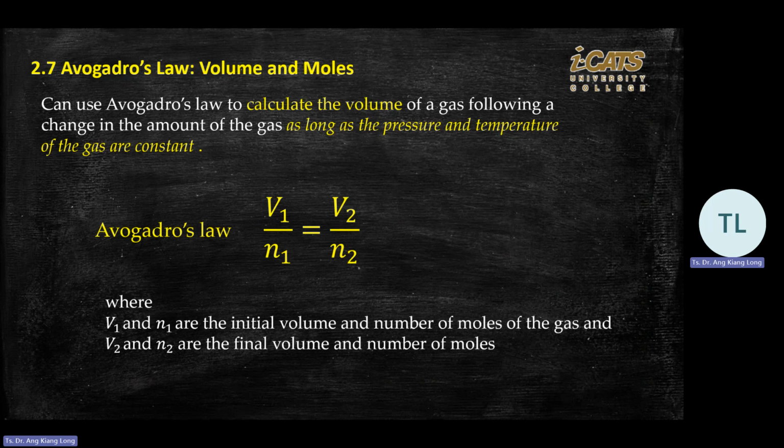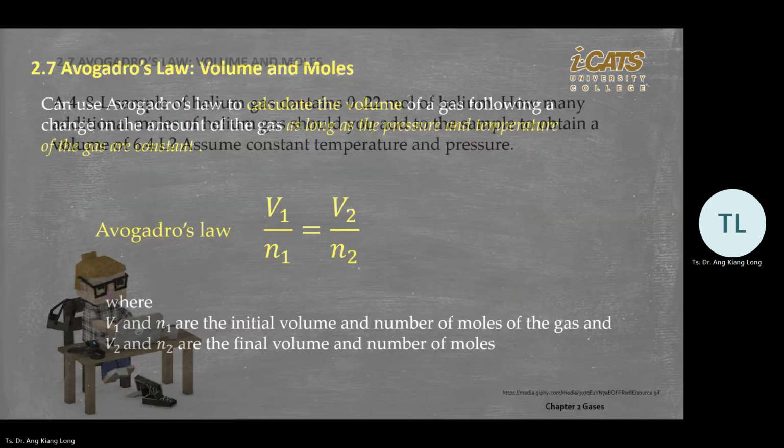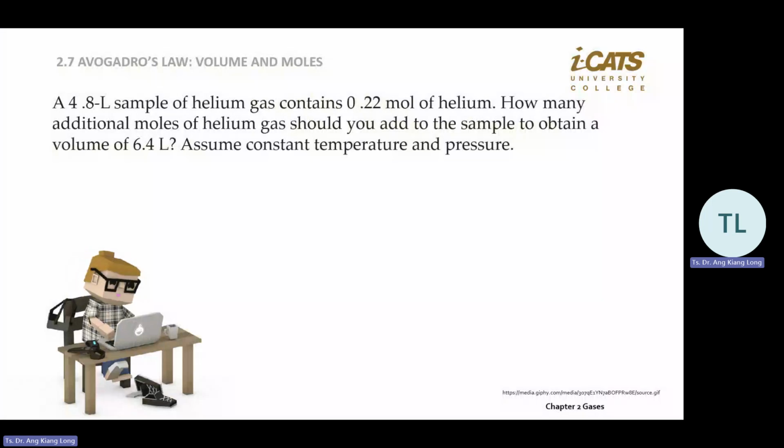Okay, so this formula will not be given to you in the chemistry 2 test or final exam. We assume you knew it in chemistry 1. Okay, so let's see an example. You are given V1, 4.8 liters of helium containing a certain mole. If you see volume and mole, it is under Avogadro law.